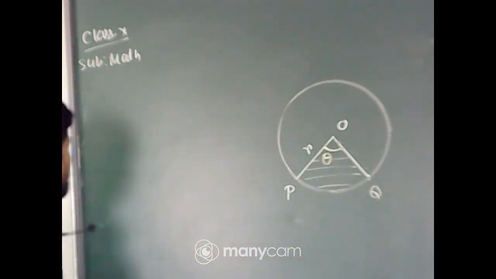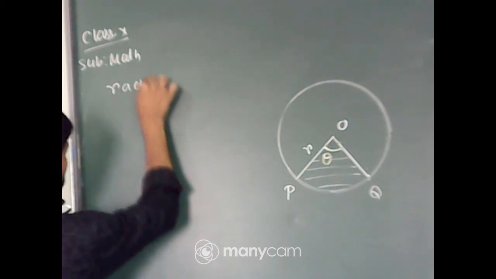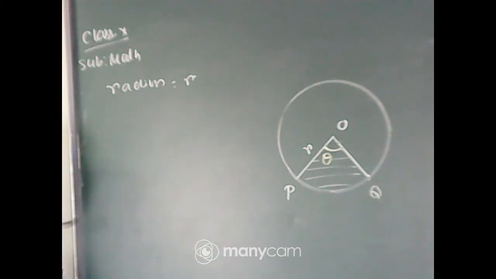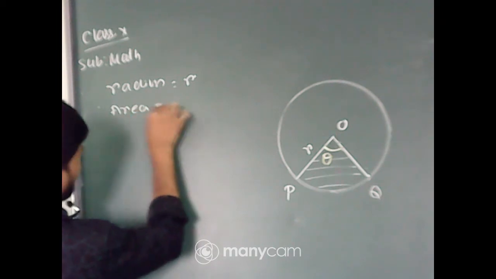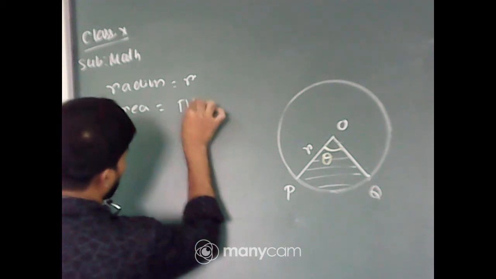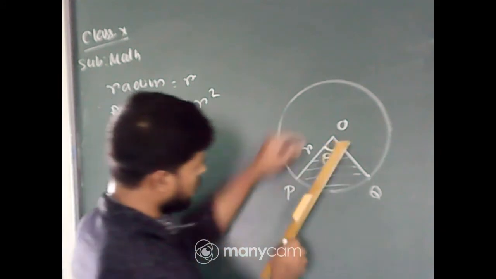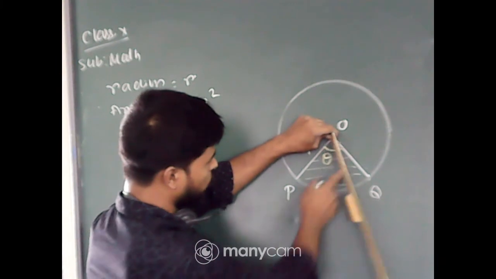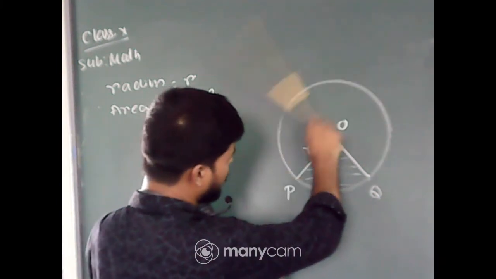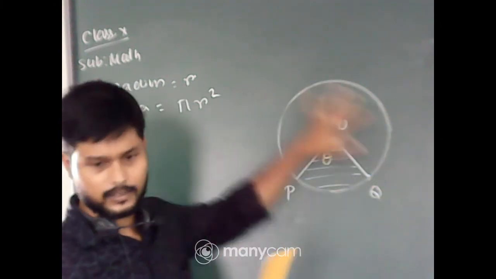Now look. Let r be the radius of the circle. So what is the area of the circle? The formula is pi r square. We all know the formula. Now look at one thing. This is the first line. If I rotate this radius through 360 degree, it will cover the total circle, isn't it?